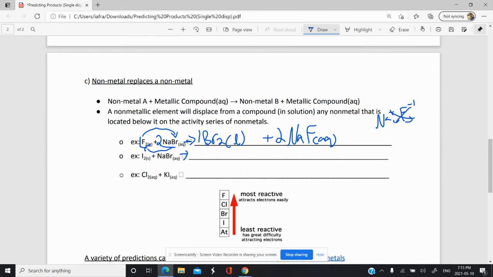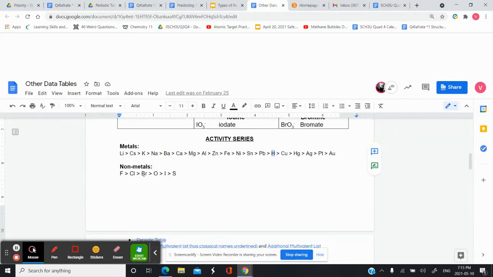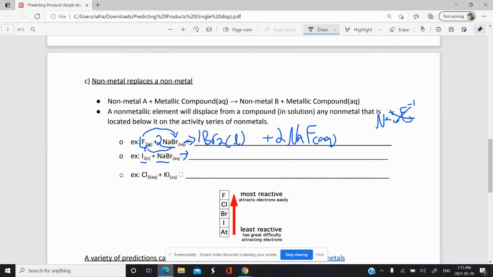We want to see if I2 will displace bromine, because it's a non-metal. I2 is a non-metal. It's going to try to kick out the non-metal from the compound. So we'll take a look to see if I2 is more reactive or less reactive than bromine. Bromine is over here. Iodine's over here. So bromine's more reactive. If bromine's more reactive, iodine cannot kick bromine out. So this is going to be a case of no reaction.